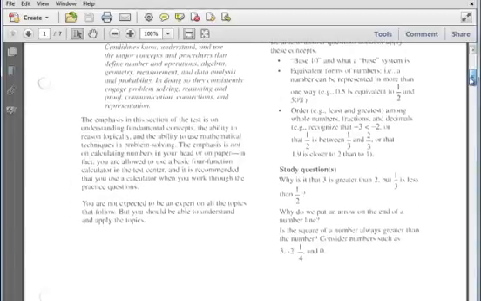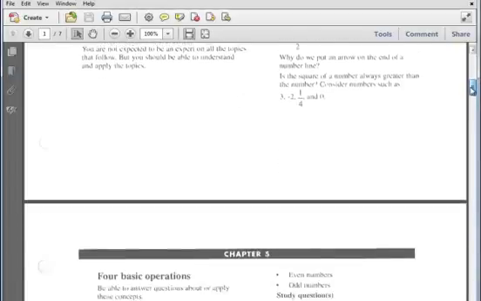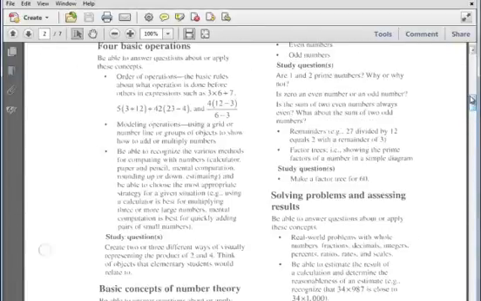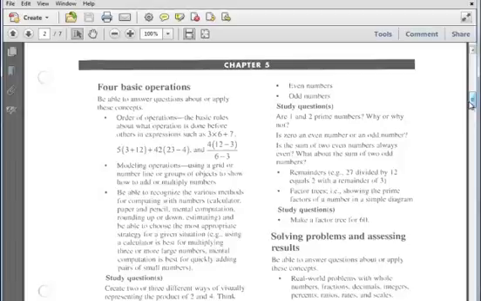I just learned how to do it from Khan Academy. Okay, good, perfect. Whoops, what happened there?